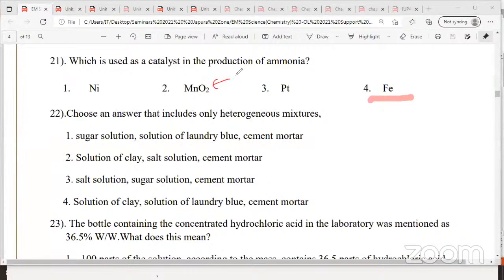Manganese dioxide is used as a catalyst for H2O2 decomposition. Platinum and nickel are for hydrogenation of unsaturated fat for producing margarine. Platinum is also used in the nitric acid industry. Grade 10, unit 17 textbook, in the last few pages you get a separate table of catalysts and industries. So iron is used in the production of ammonia by the Haber process. Question number 22.